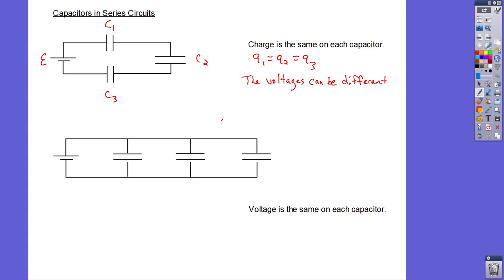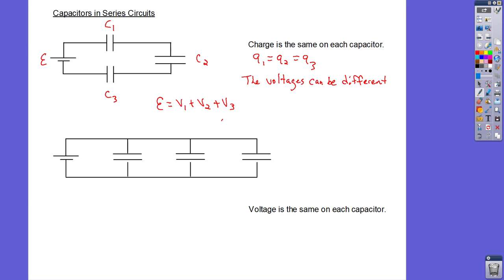And remember, the loop rule always applies. So that EMF minus the voltage across C1. So if we use the loop rule, we would know that the EMF would have to equal V1 plus V2 plus V3. Those three voltages added together.